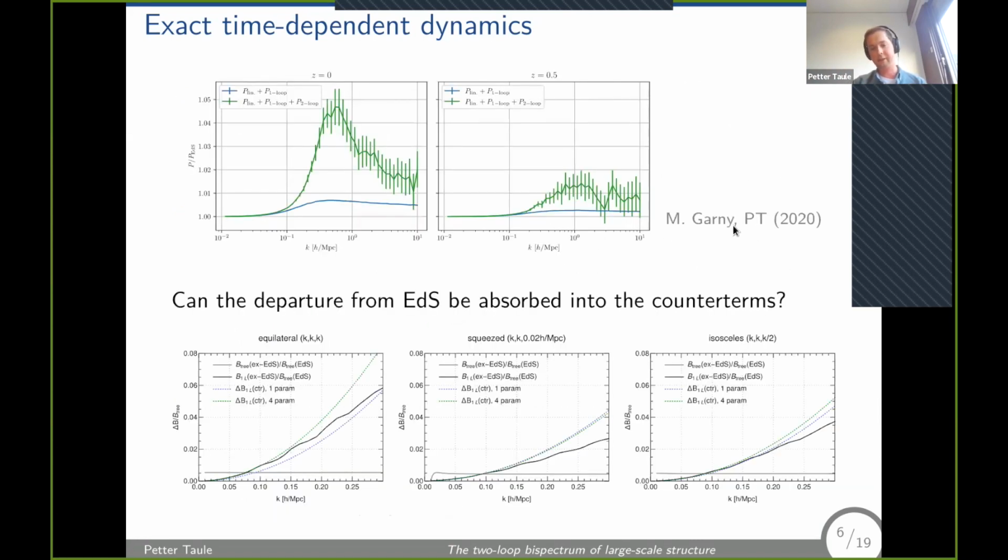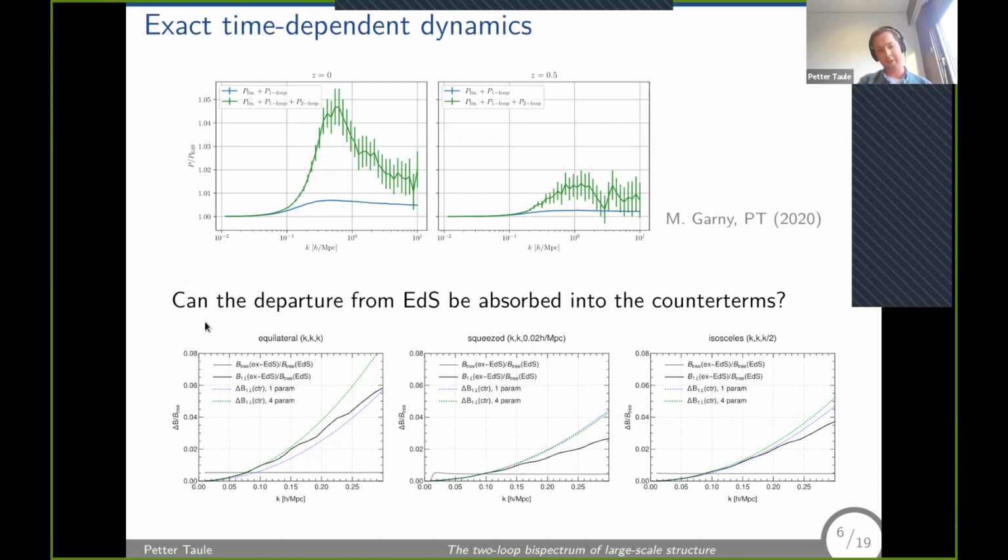I did this some years ago with Matthias. But for the power spectrum, here on the top, I'm showing exact versus EDS kernels for the 1 loop and 2 loop power spectrum at redshift 0 and at redshift 0.5. But this is only the bare correction, so there's no EFT or anything here, just the normalized power spectrum, and therefore the 2 loop very quickly becomes dominant and perturbation theory breaks down. But around 0.1, for example, we have roughly 0.5% deviation at redshift 0, and at 0.5 the deviation is much smaller, both because the loop corrections are smaller at earlier times, but also the EDS approximation works better.